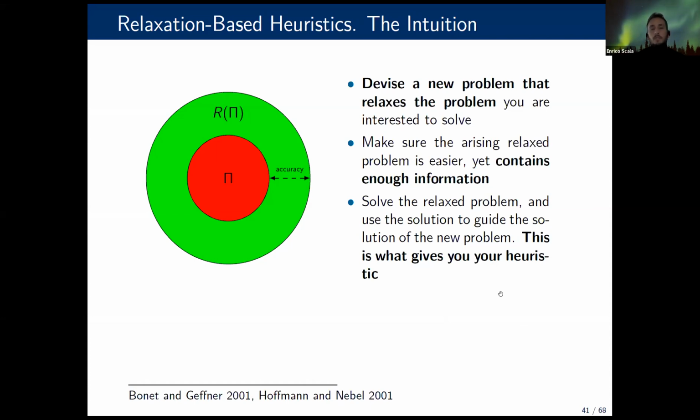So I was talking about how to devise heuristics. What are relaxation-based heuristics? Relaxation-based heuristics are devised by using this principle of devising a new problem that is a relaxation of your problem, and this new problem has to contain enough information to approximate the problem you're interested in solving. Of course, this relaxation has to be easier to solve in order to be useful.